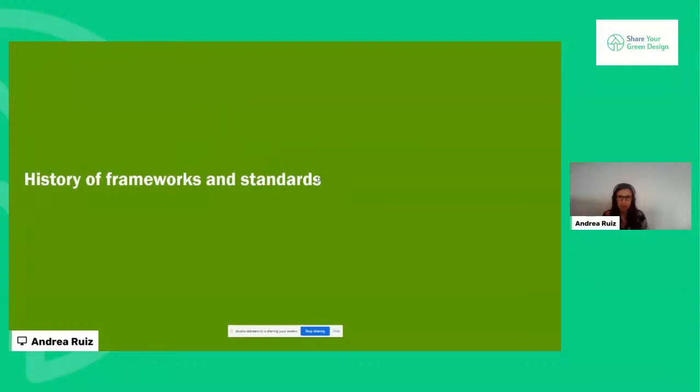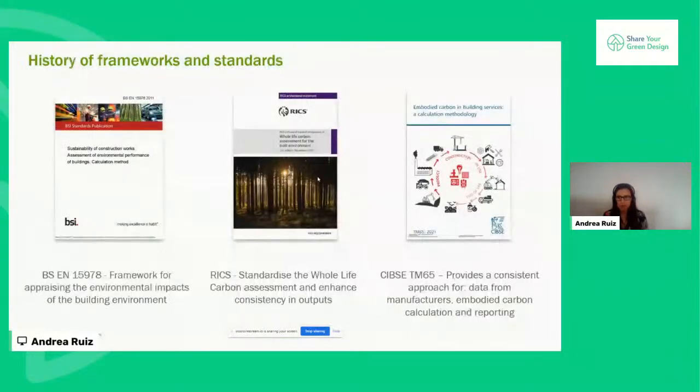So let's start with the history of frameworks and standards. BS EN 15978 is the framework that was created for the assessment of the environmental performance of buildings. This was created quite a long time ago, and it is very broad, as it talks about all of the parts of a building, including facades and structure.